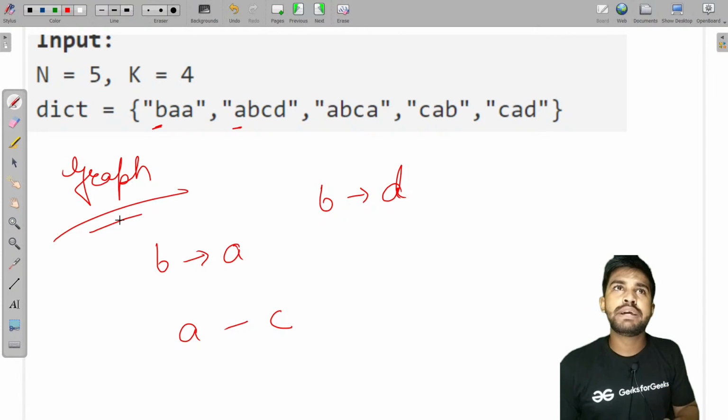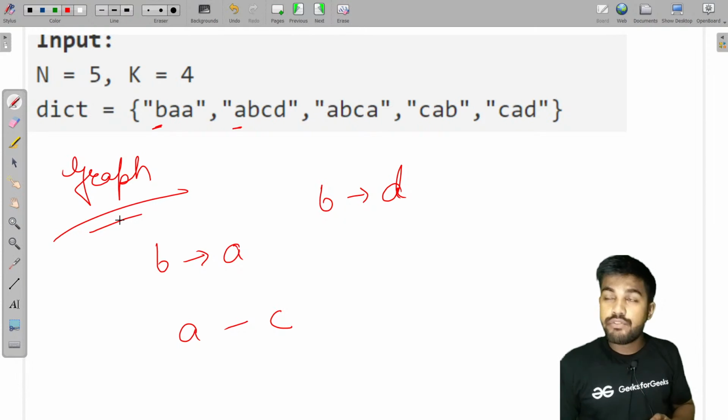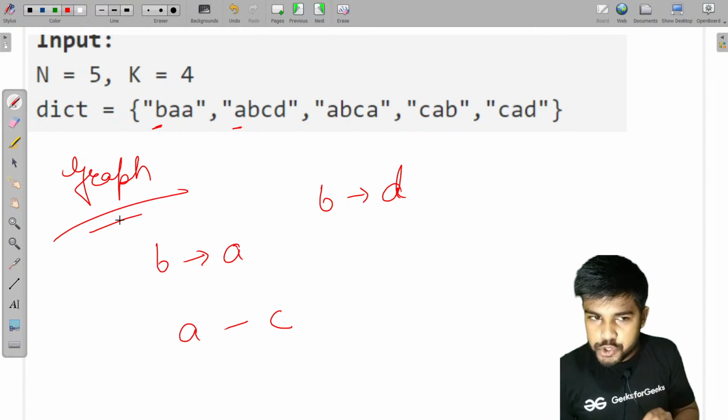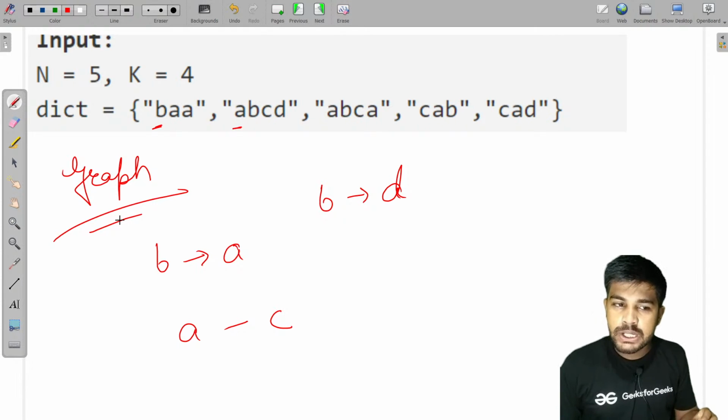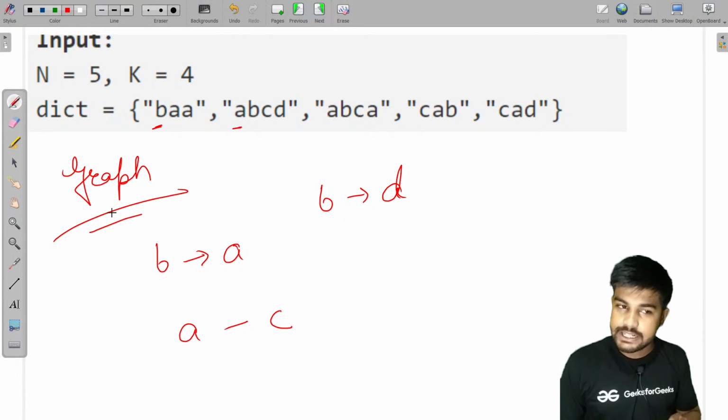Can I use 0-1 BFS? Can I use this? Can I use that? Whenever you are not able to come up with a solution on your own, try to think of things that you already know. Use that only.